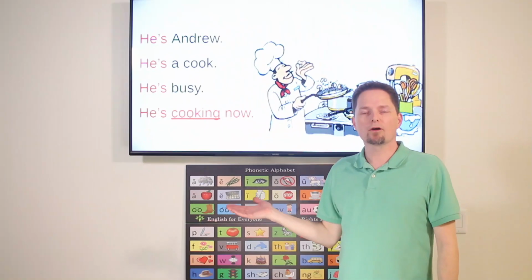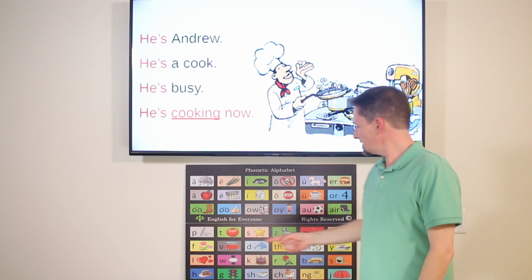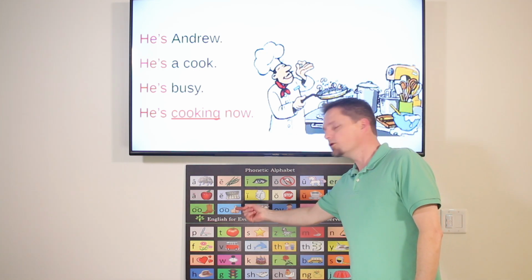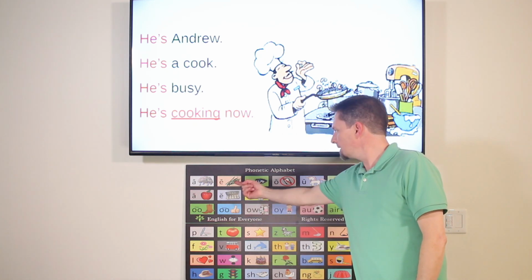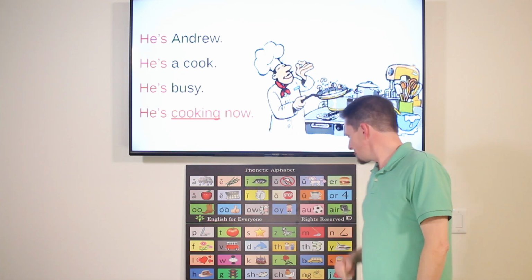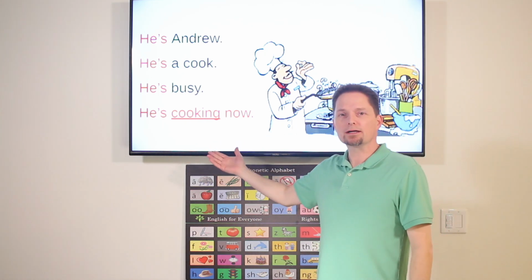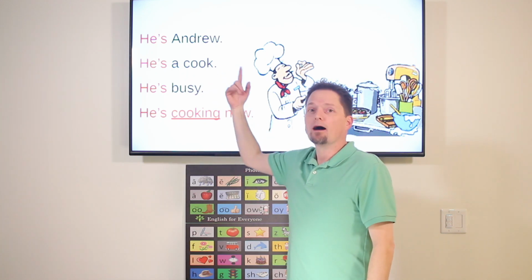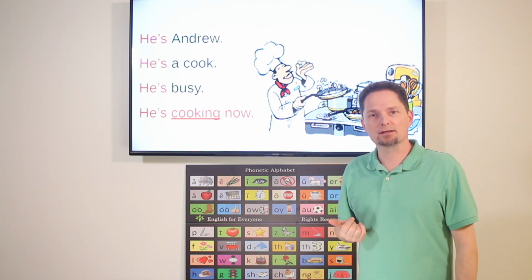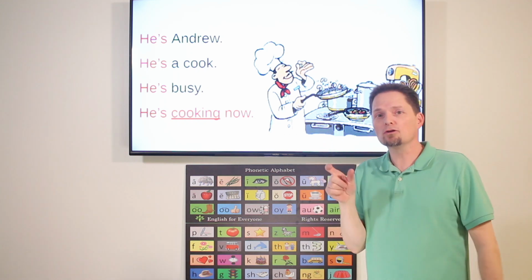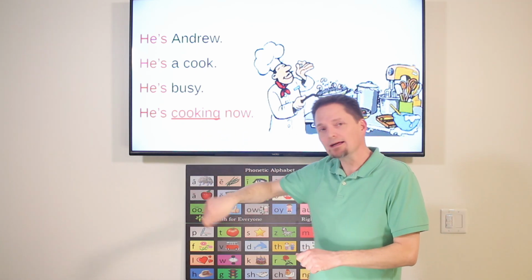New vocabulary. Cooking. Continuous action. Pronunciation: cook, cooking. He's cooking now. He's a cook. A cook is a profession. He's a cook. And cook is the action. In a continuous form, he's cooking now.